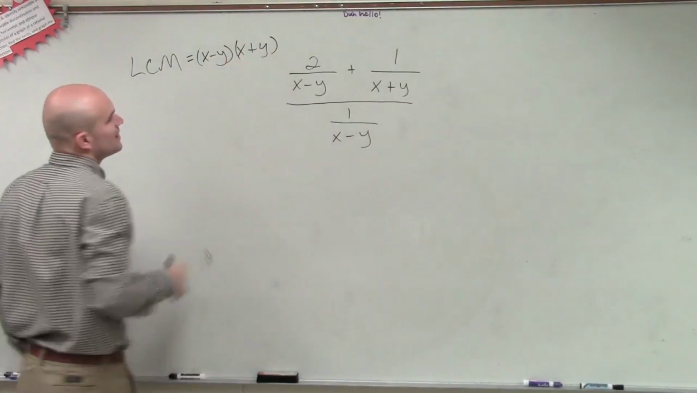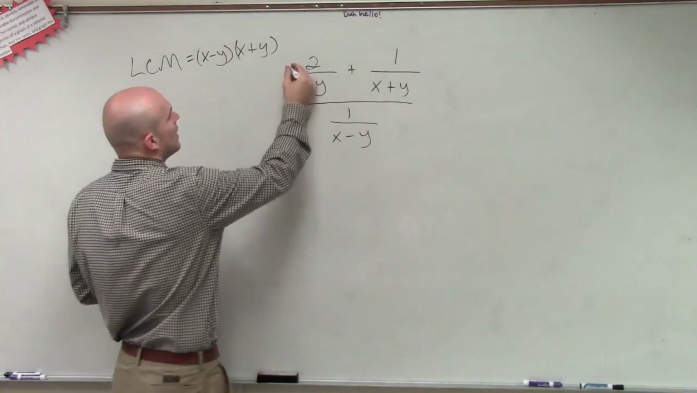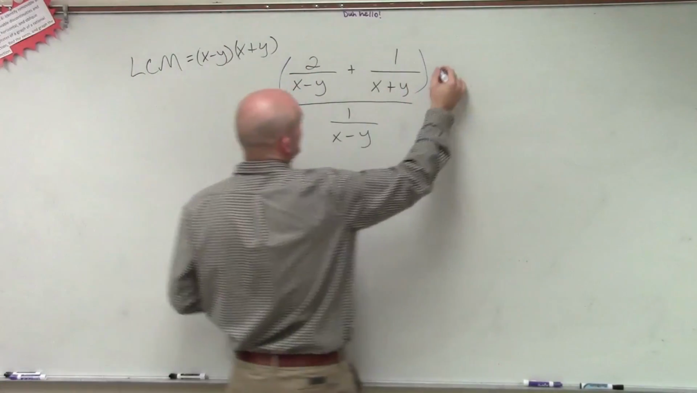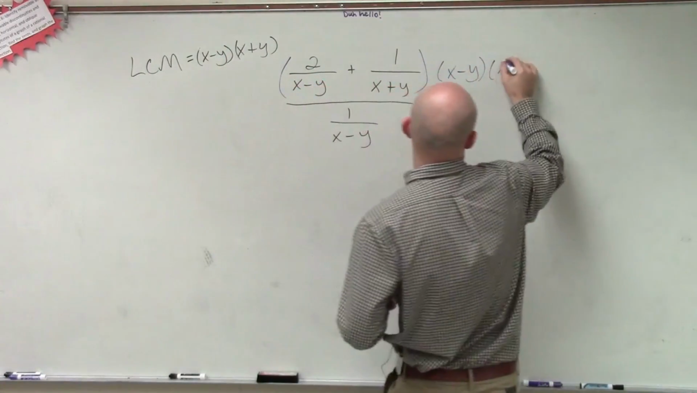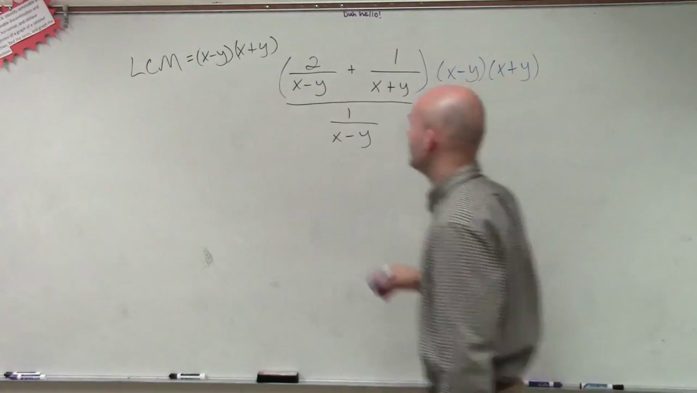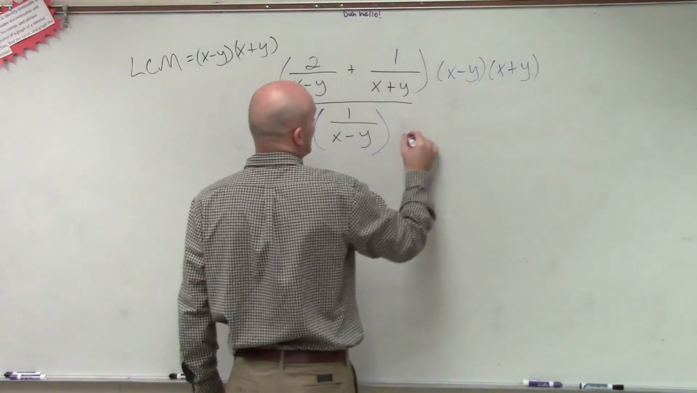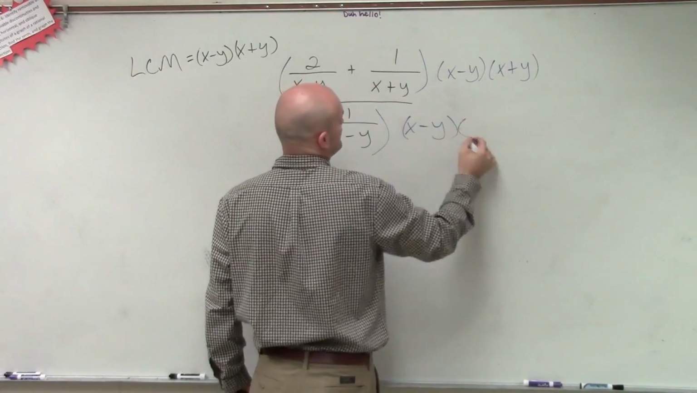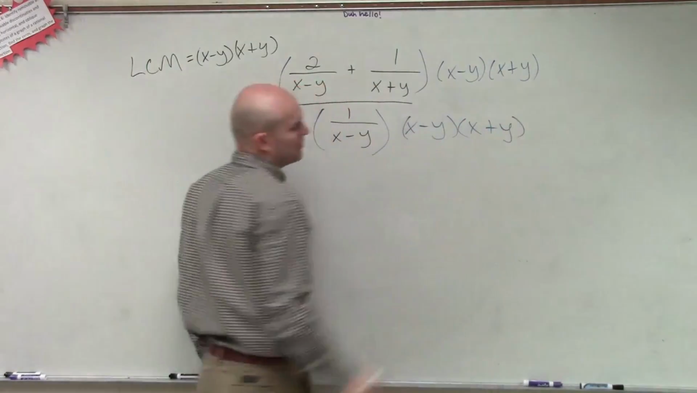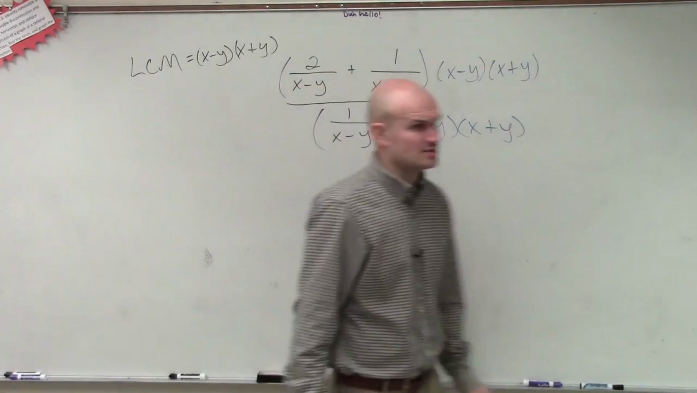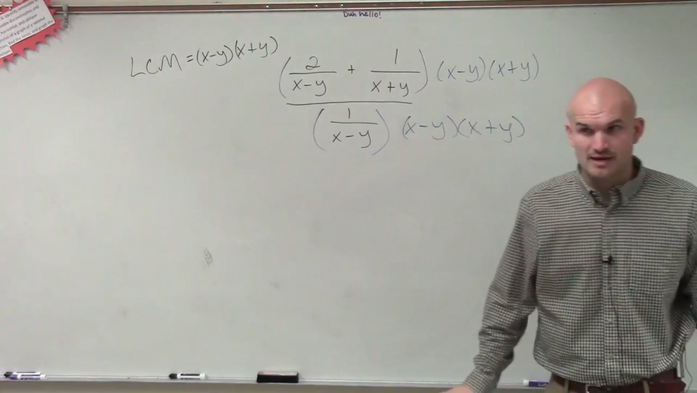So what I'm going to do then, ladies and gentlemen, is multiply my numerator times x minus y, x plus y. And I'm going to multiply my denominator by x minus y times x plus y. Does everybody understand that these are going to be equivalent equations? Yes. Everybody agrees with that?